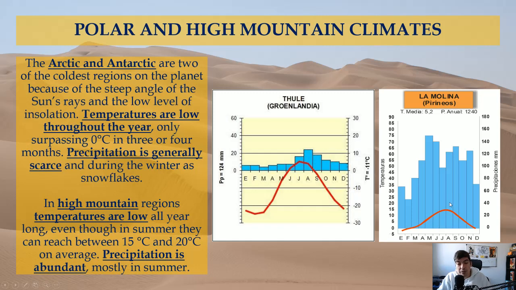In the high mountain regions, the temperatures are more or less low all year long, even though in summer they can reach the 15 or 20 degree mark. And the precipitation is abundant. It's as you can see here, 1,240 millimeters in La Molina de los Pirineos, and mostly in summer.